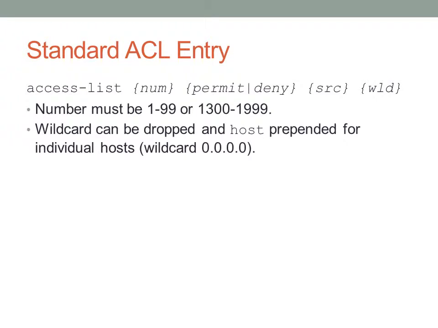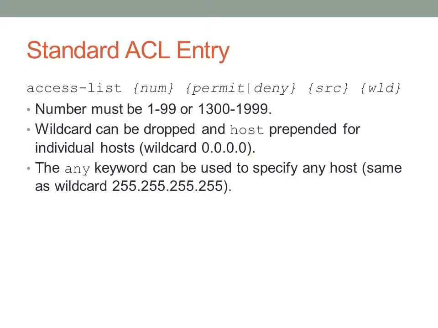Wildcard masks can be dropped, and you can prepend host instead of using a wildcard mask for individual hosts. This is nice if you have a specific host that you want to identify, and the equivalent wildcard mask is all zeros. That's saying that all of the bits are important. So instead of that, for example, access list 1 permit host 10.1.1.1 would be an example of the use of the host keyword.